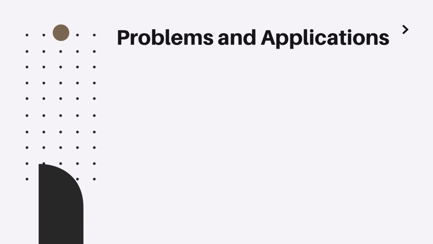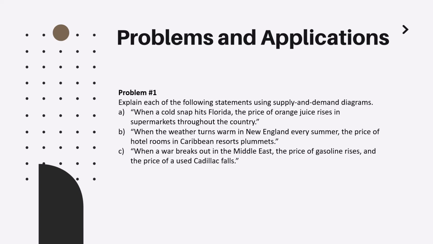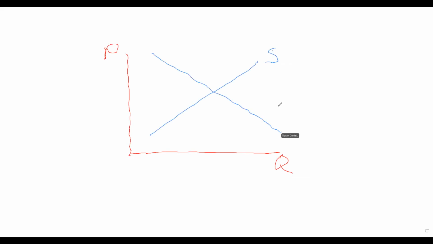Welcome everybody to the problem solving section of chapter 4. So let us start from a situation with cold weather. Before answering the question, let us try to draw our demand and supply graphs. This is our price and quantity axes, and let's have separate colors for the supply curve and the demand curve.